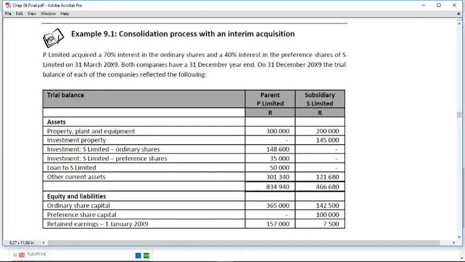Example 9.1 looks at the consolidation process with an interim acquisition. B Limited acquired a 70% interest in the ordinary shares and a 40% interest in the preference shares of S Limited. So this example immediately integrates with Chapter 8. The acquisition date is 31 March 29, and both companies have a 31 December reporting date. That tells you we are dealing with an interim acquisition.